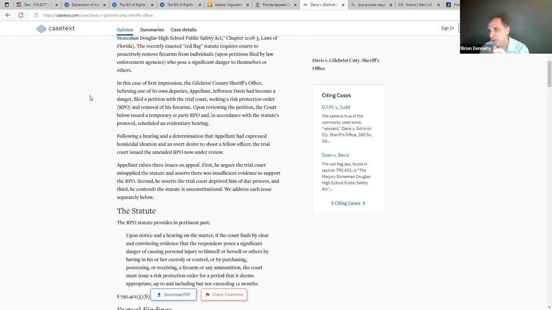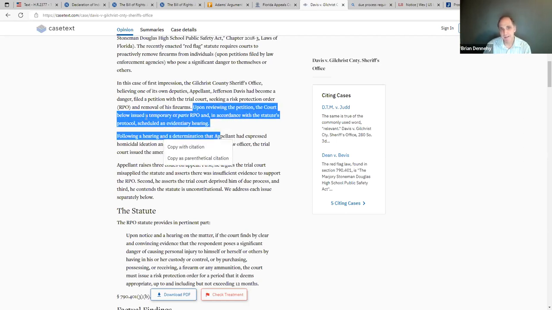So everybody loses that presumption because the state decided that it has a compelling state interest in being able to take away firearms from those it deems to be dangerous or at risk of imminent harm to someone else. So this person right here, you can see it, issued a temporary ex parte risk protection order. So the person, they weren't there. They didn't know this was happening.